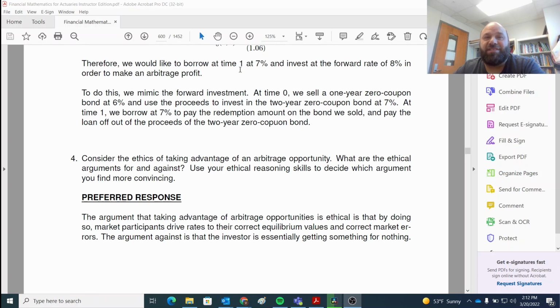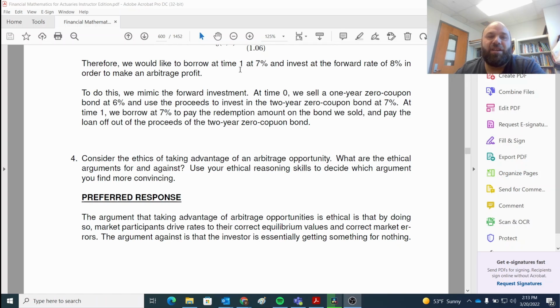So what do you think about this? Let's think about this from our ethical perspective. We're taking advantage of an arbitrage opportunity. Are there ethical arguments for or against? We can think about all of our ethical reasoning skills. We can think about our stakeholder analysis. But let's just think about the arguments for and against. So the argument against is we don't like people getting something for nothing. There's no risk here. You've done nothing but take advantage of an opportunity, so it feels kind of like something for nothing.